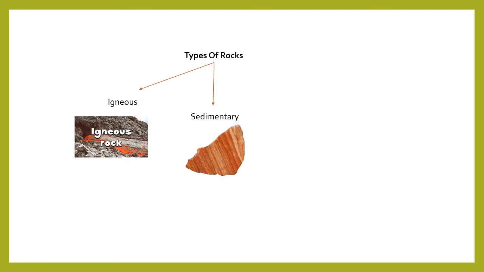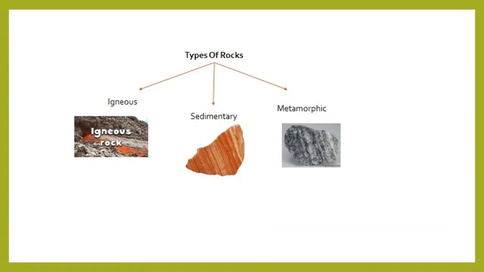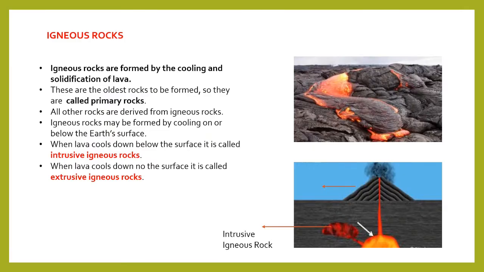We have three types of rocks on the earth's surface. First is igneous rocks, then we have sedimentary rocks, and then we have metamorphic rocks. Okay, now how these rocks are formed and what are their properties or characteristics, we are going to discuss one by one. So igneous rocks are formed by cooling and solidification of lava.